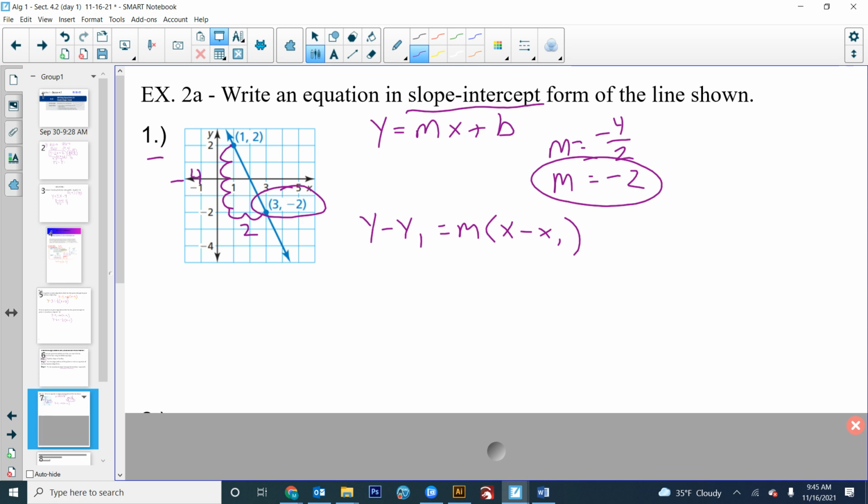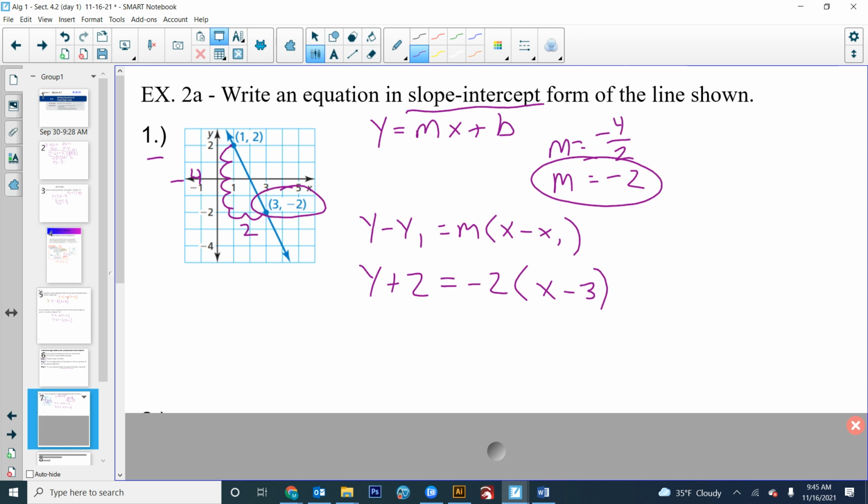All right, what's my y? Negative 2, so what's it turn to? Not plus negative 2, it's y plus 2. What's my slope? Okay, what's my x? 3, so what do I write? X minus 3. Is everybody good with that?